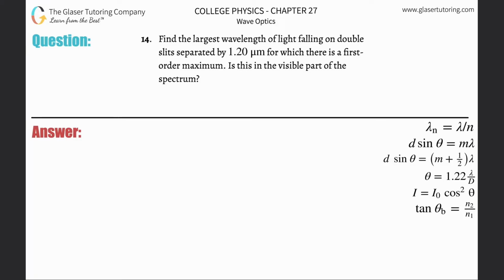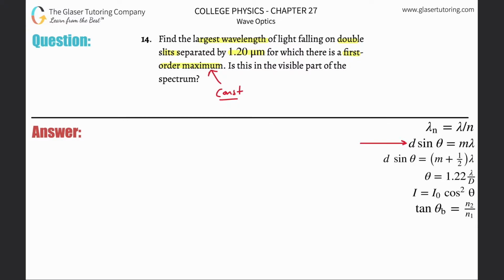Number 14, find the largest wavelength of light falling on double slits separated by 1.2 micrometers for which there is a first order maximum. All right, is this visible part? So, all right, so we're dealing with a maximum here. We're dealing with maximums, therefore we're dealing with constructive interference, and therefore we're going to be using this equation for the double slit constructive interference.